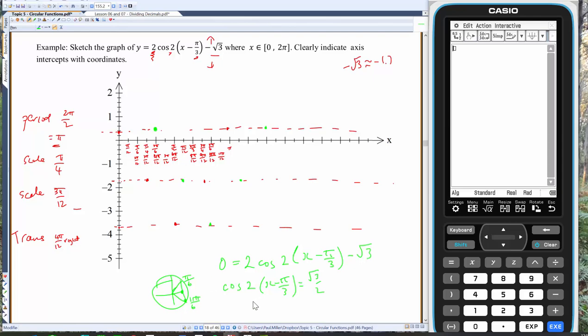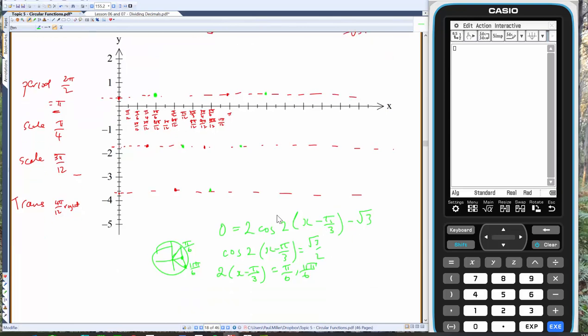Now, here's the really tough solve here. What we've just done is solve this, and we're saying 2x take pi on 3 is equal to pi on 6 and 11 pi on 6. Now what we've got to do is just bust this up. So I'm going to divide by 2. So go down the page a little bit more.